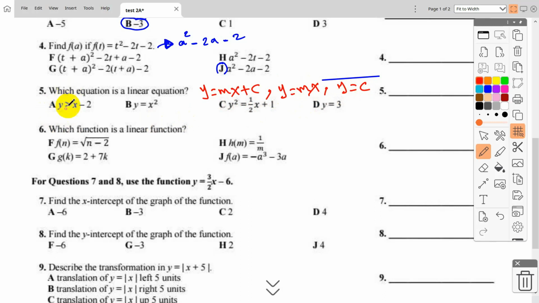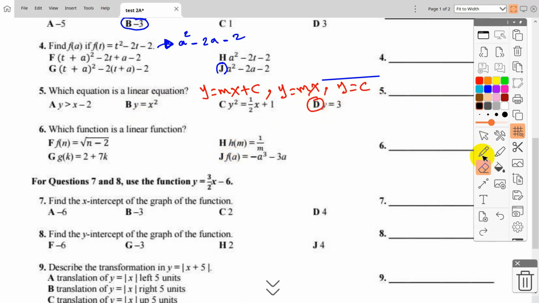The first one, we'll exclude it because it's not an equation, it's an inequality. The second one, we'll exclude it because it's a quadratic function, as the variable x is raised to the power of 2, so it's quadratic, not linear. Letter C also is not the correct answer as y is raised to the power of 2, but letter D, y equals 3, can be in the form y equals c, so the correct answer will be letter D.